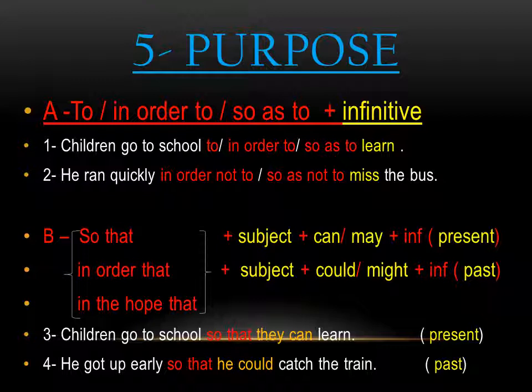Is it clear? Again, if you want to express purpose, you can use to, in order to, so as to, plus infinitive. I think it's very clear and very easy. And at the same time, we can use so that, in order that, in the hope that, but we should use subject can or subject could according to the tense of the sentence. If it is present, we use can, or if it is past, we use could.